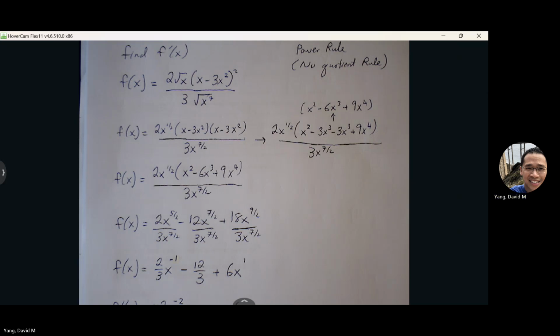So at the start of this problem, you don't want to deal with anything in the denominator. Just try to get that numerator to be nice and clean and separated. So be careful with your order of operations. We can't distribute that 2 root x through until we get this resolved.